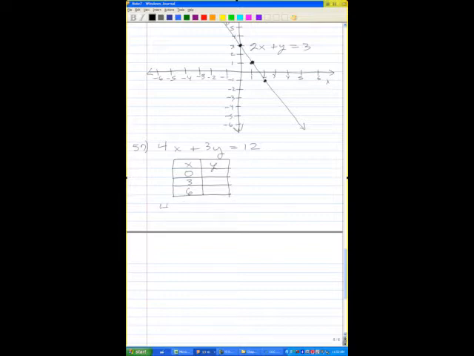So 4 times 0 plus 3y equals 12. So I get that 3y equals 12. Divide by 3. And so y is equal to 4.